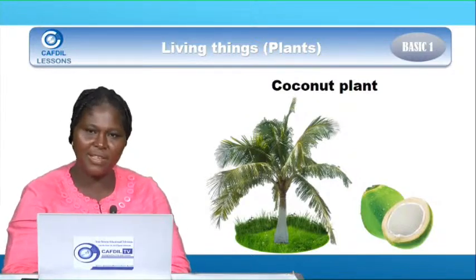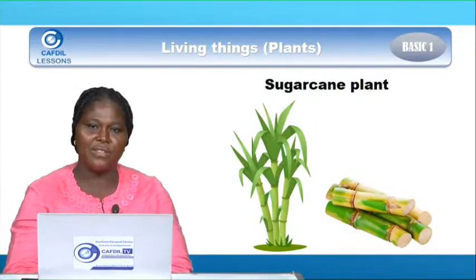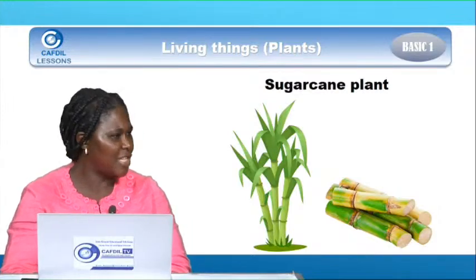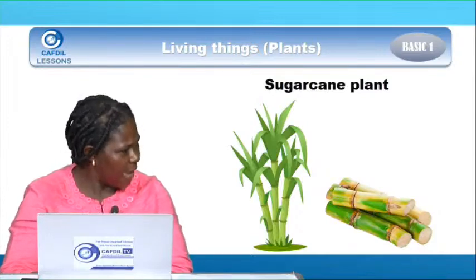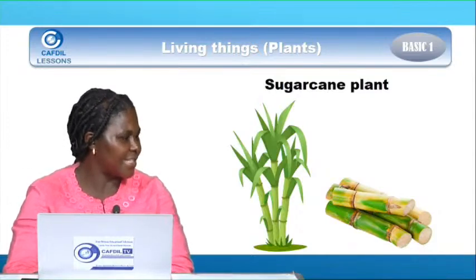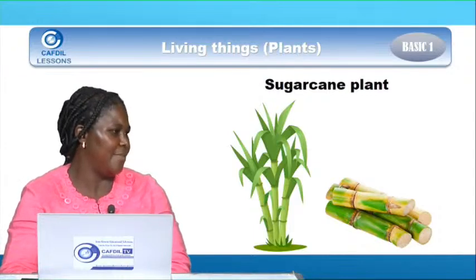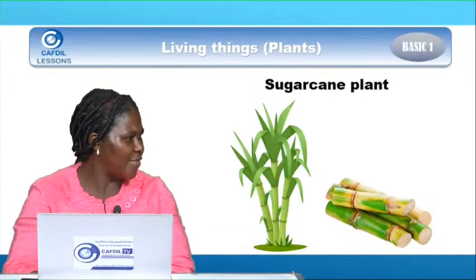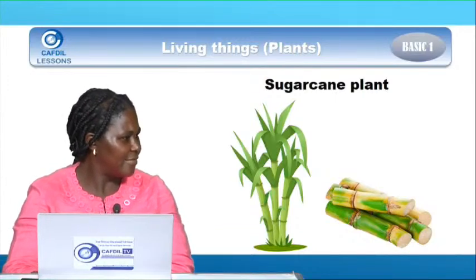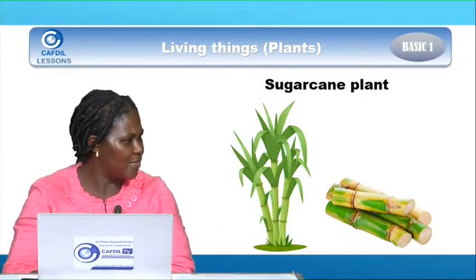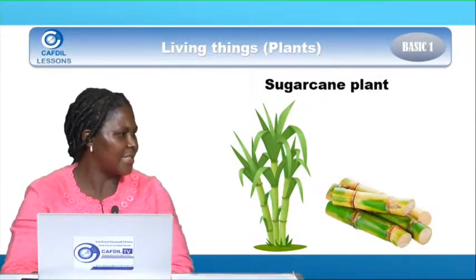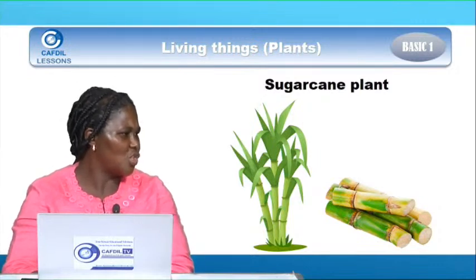I hope you have eaten some before. Good. Another plant is the sugarcane plant. Now the sugarcane that we have been enjoying is the stem. We cut the stem and we eat the stem as the sugarcane itself. Good. So we have green leaves there, and the stem, some are yellow, some are green, depending on the area that is planted. Good. So this is sugarcane.